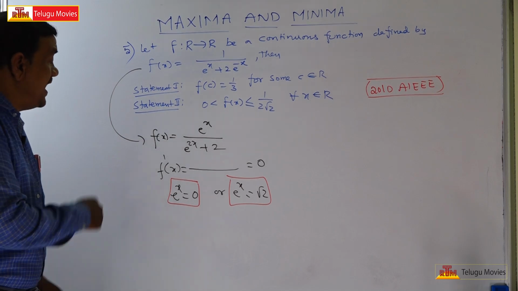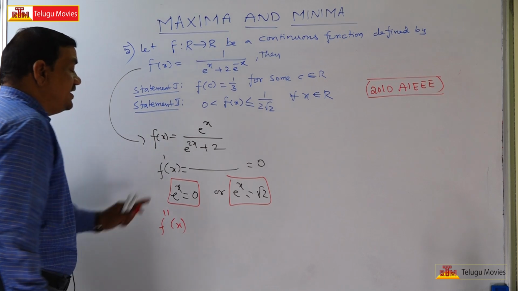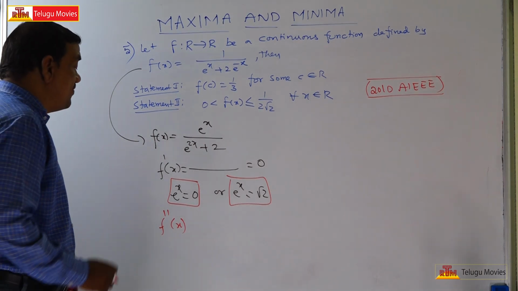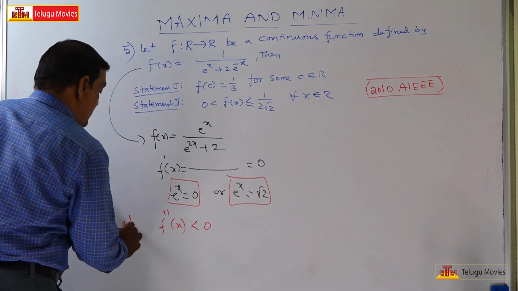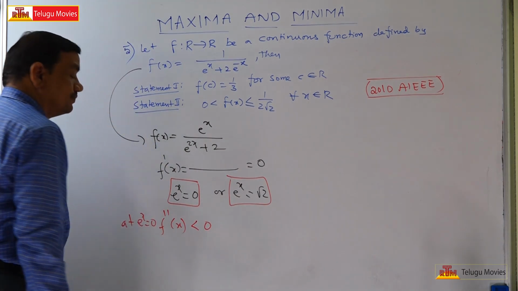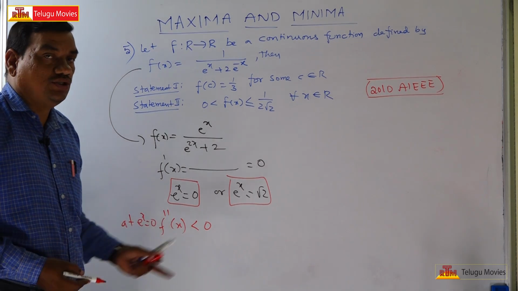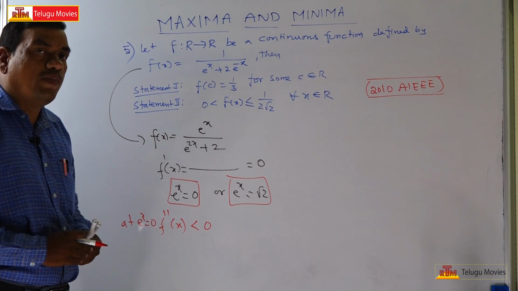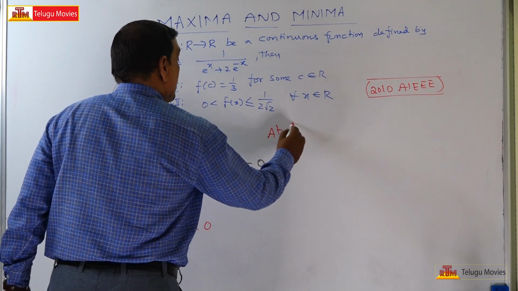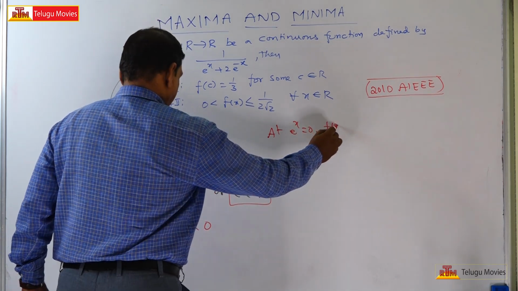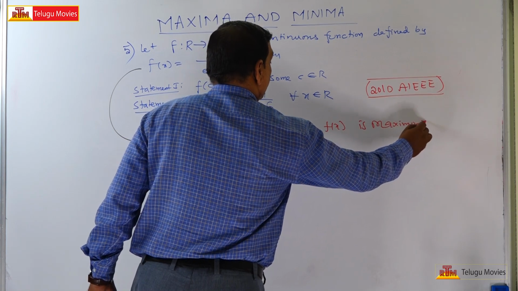Again you find out the f double dash of x. At e power x is equal to 0, f double dash of x is less than 0. Let us try to calculate, take it as a homework. So therefore at e power x is equal to 0, f of x has maximum value.